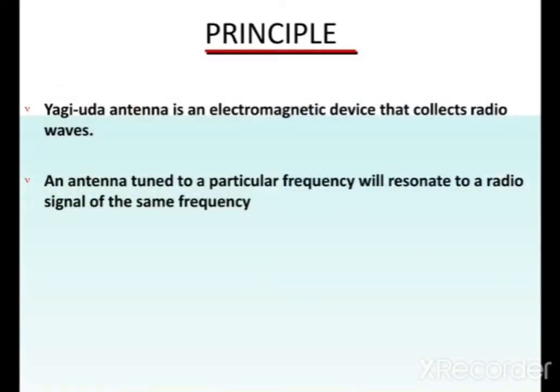Now the principle. What is the principle of the Yagi-Uda antenna? The Yagi-Uda antenna is an electromagnetic device that collects radio waves, right? Here the Yagi-Uda antenna basically consists of 3 elements. One is a dipole, another is a reflector, and another is a director. So this is a dipole or driven element.